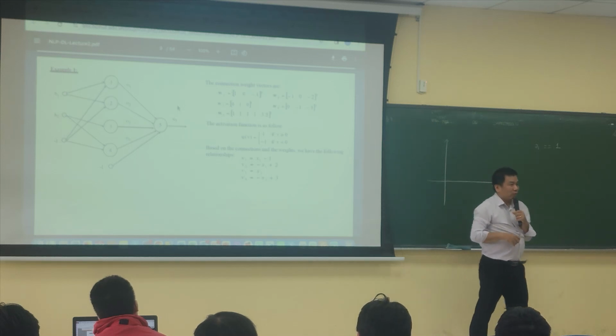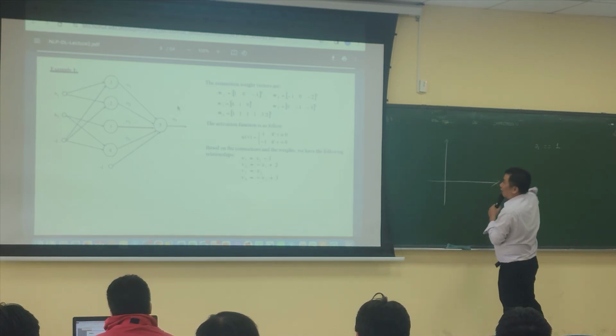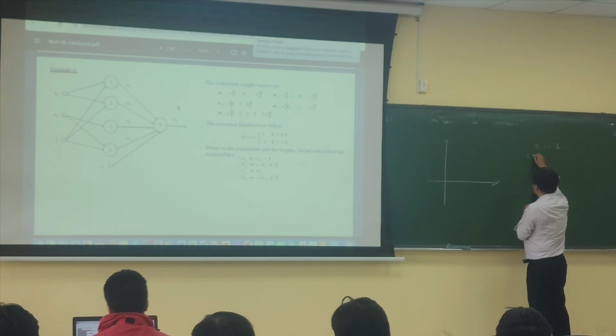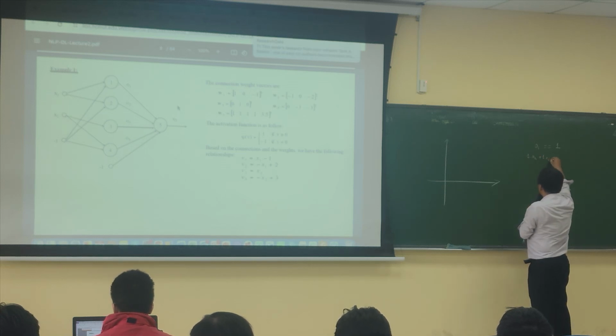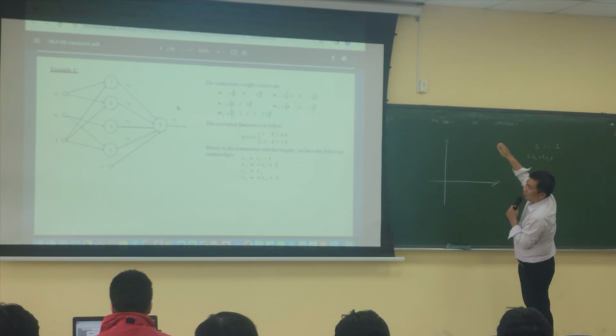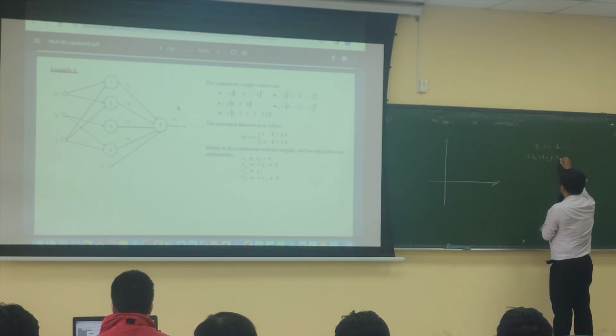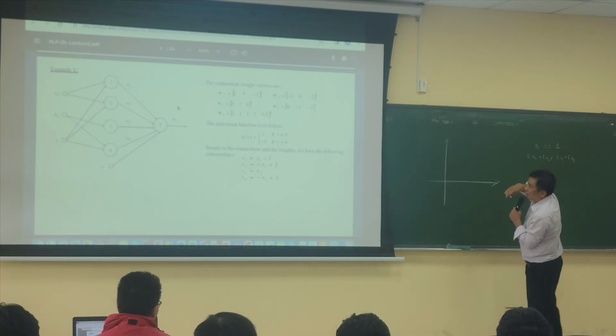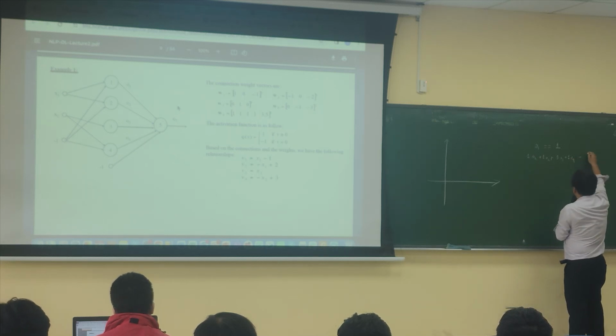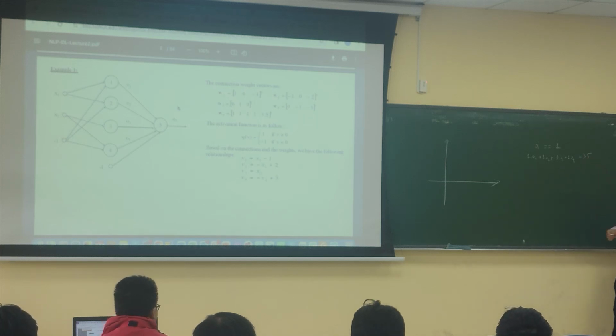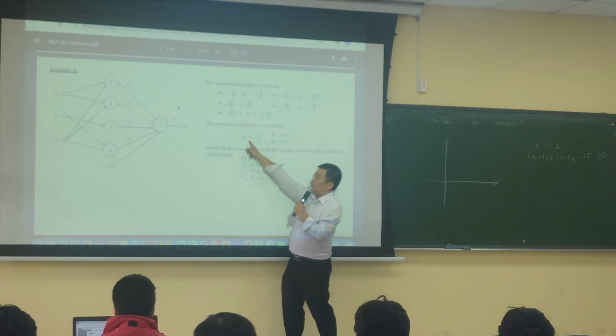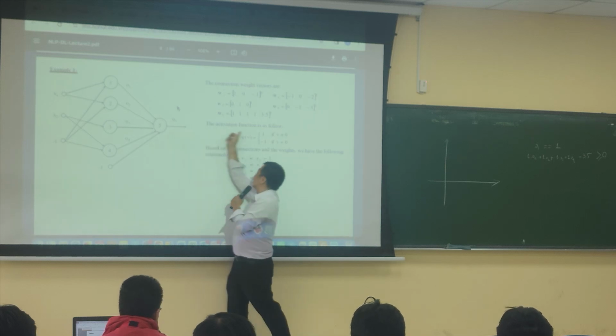Okay, alpha equal to 1, that means 1/2 O1 plus 1/2 O2 plus 1/2 O3 plus 1/2 O4. Okay, subtract this: 2 minus 2, 3.5. This one must be greater than or equal to 0 in order to allow O5 to be 1.